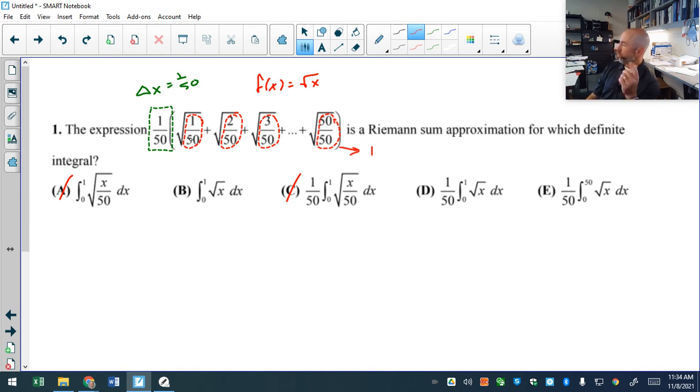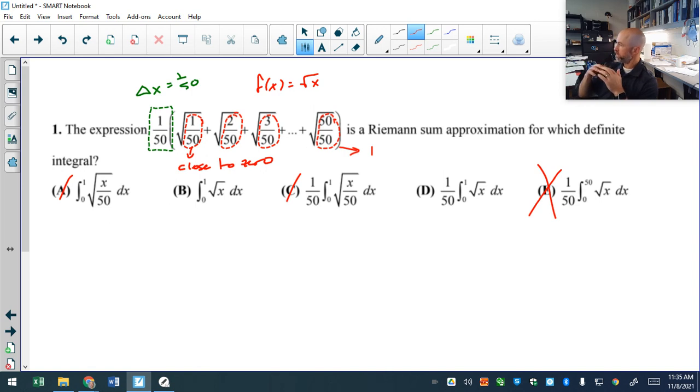And we're starting with 1 over 50, but that's really close to 0. So that would be like the right side. If I'm going from 0 to 1 over 50, we're using the right side of that first rectangle. So I'm starting with something that's close to 0, and so I'm looking for 0 to 1. That eliminates E. And so we're now down to B or D.